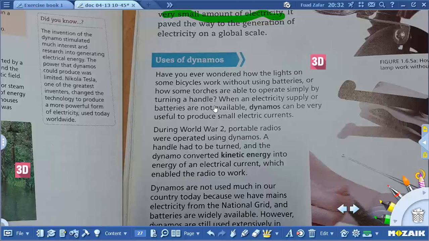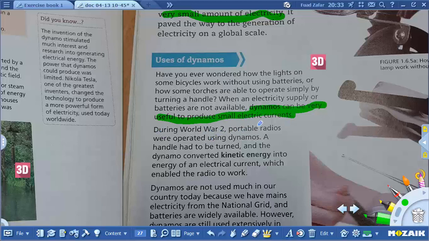When an electricity supply or a battery is not available, that means when there are no batteries or any source of electricity, dynamos can be very useful to produce a small electric current.